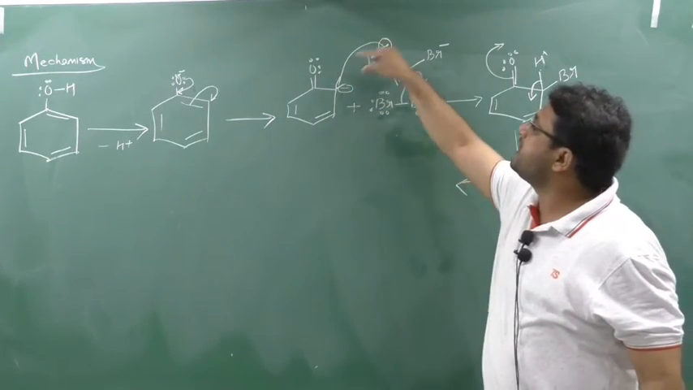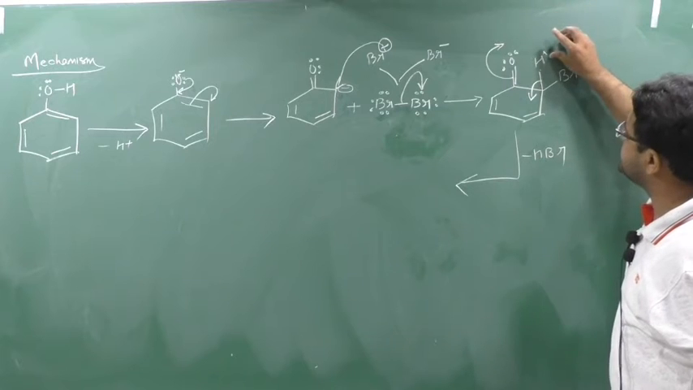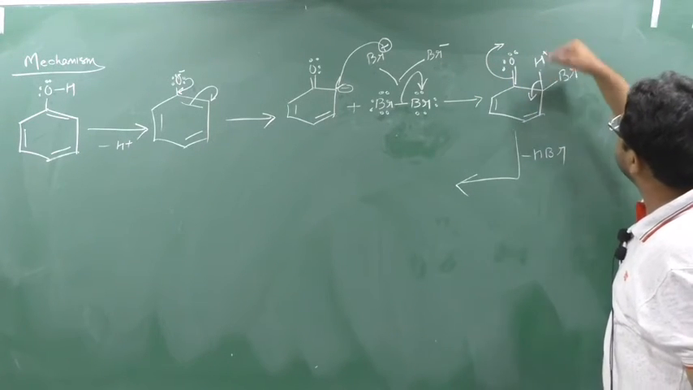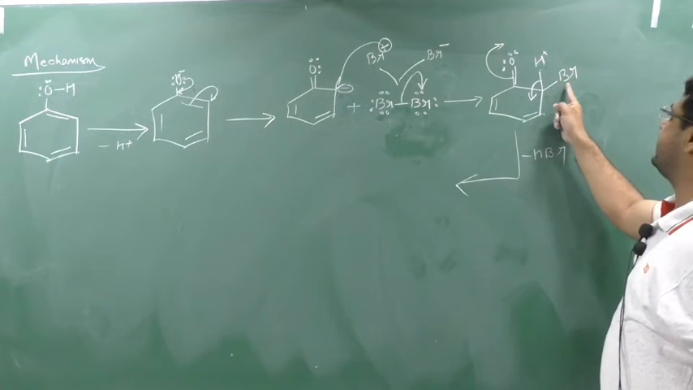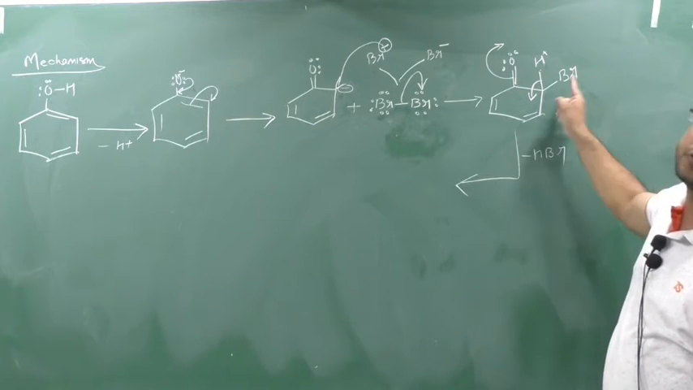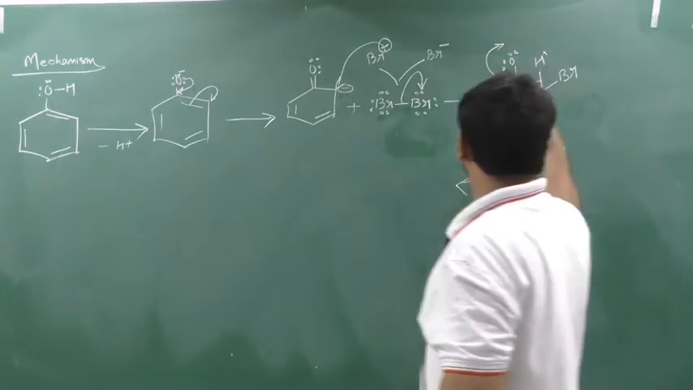This Br plus is an electrophile, so here the electrophile is attaching, and one electrophile is removed as H plus. With Br minus, HBr is formed. So in short, this electrophile is substituted by an electrophile. That's why I am telling you that this is an electrophilic substitution reaction. So H plus will be removed and form HBr, and your aromaticity will be gained back.